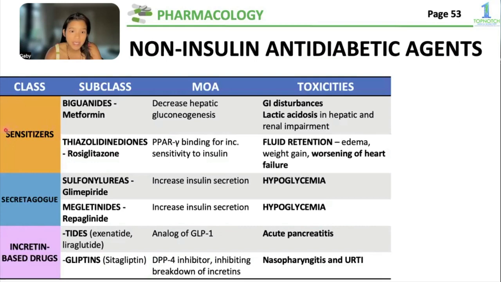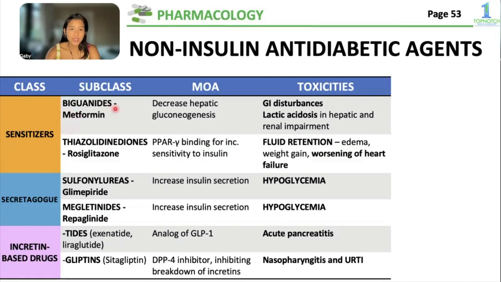First, we have sensitizers. As the name suggests, they increase the sensitivity of peripheral tissues towards insulin, okay? You have your secretagogues, which as the name suggests, promote insulin secretion. And you have your incretin-based drugs, which I'll explain a bit later. So your sensitizers are your biguanides, like metformin, and your TZDs, thiazolidinediones, like rosiglitazone.